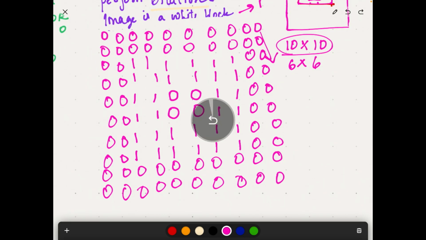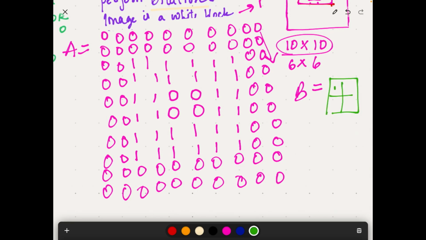I'm going to be naming the image as A, and when we are dealing with dilation or erosion or any other sums in morphological image processing, along with the image we also need a structuring element. The structuring element is usually represented by a B, and in this case the structuring element is 1 1 1 1 with the main focus on this one.